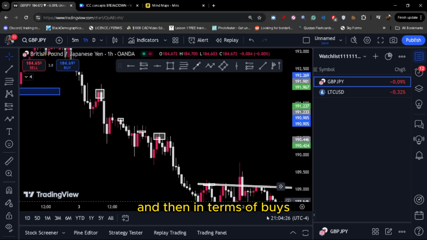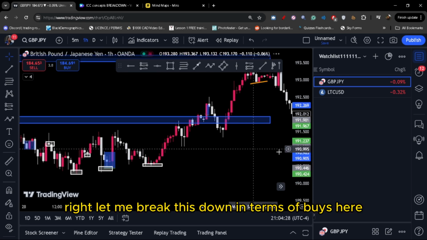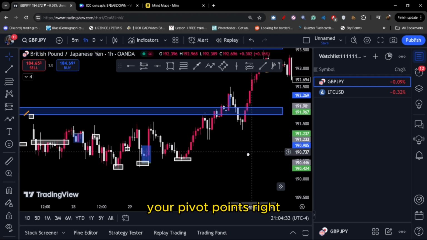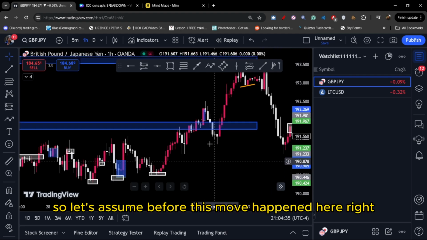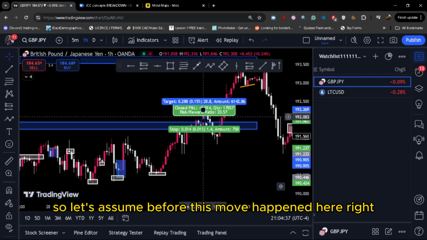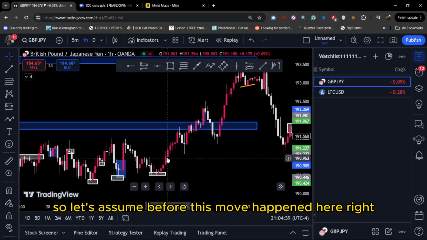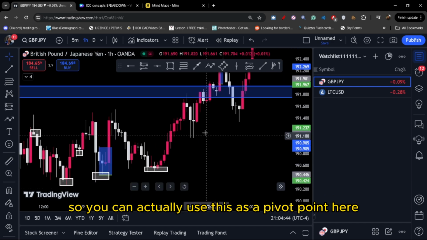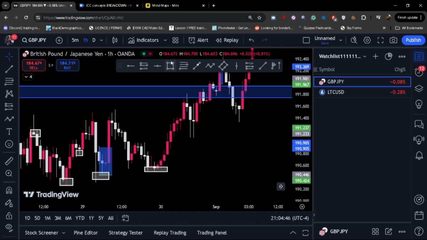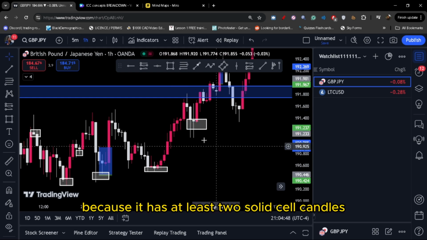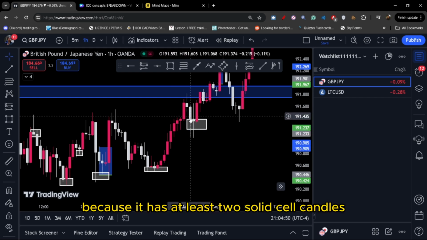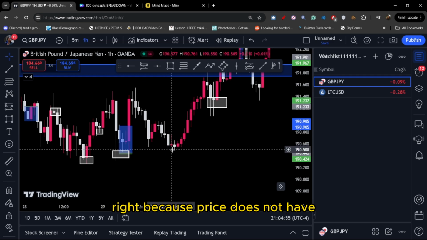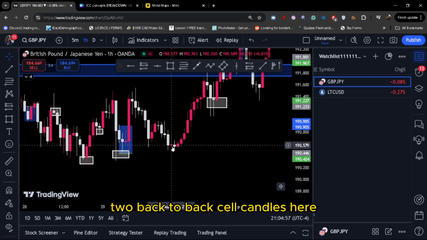And then in terms of buys, let me break this down. Your pivot point would be basically this right here. So let's assume before this move happened, your pivot point is going to be here. You can actually use this as a pivot point because it has at least two solid sell candles. Now this one here cannot be your pivot point, because price does not have two back-to-back sell candles here.